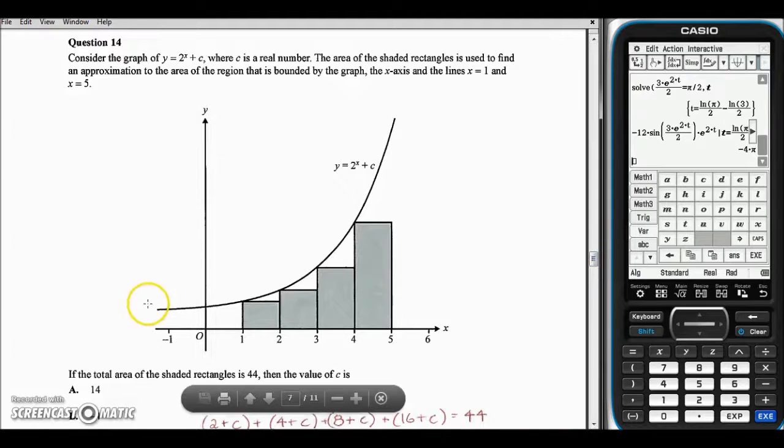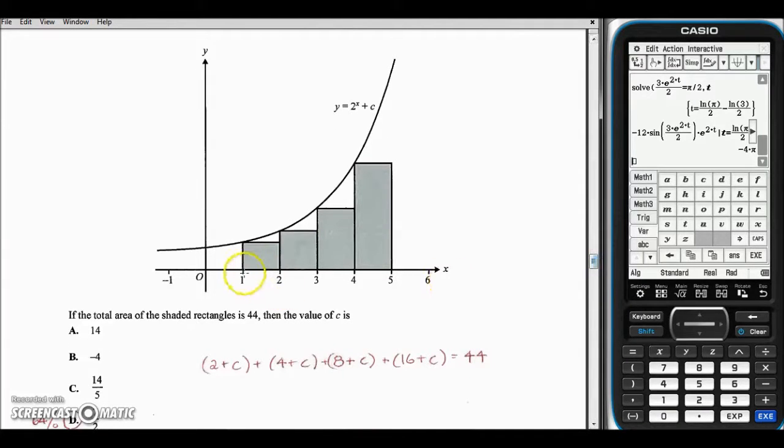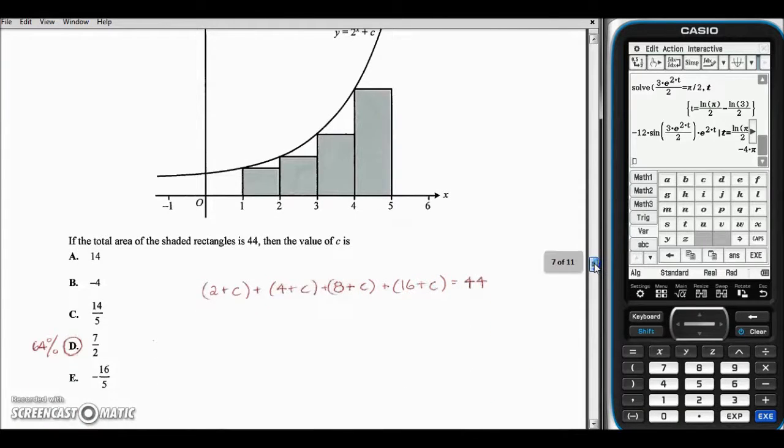Question 14. Here we have an exponential graph, 2 to the x plus c, and the area of the shaded rectangles, so it's a left endpoint question, and we're told that the area is 44. So what would c have to be? The width of each rectangle is 1, so this rectangle is going to be 1 multiplied by 2 to the 1 plus c, which is the y coordinate there. So 2 to the 1 plus c is just 2 plus c. For the 4 rectangles, the area would be 2 plus c plus 4 plus c plus 8 plus c plus 16 plus c equals 44. Solve that for c, which I won't bother doing on the calculator. It's 7 on 2.